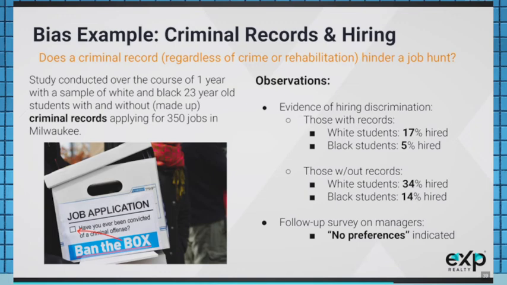For those without records, it was 34% of the white students got hired and 14% of the Black students got hired. And then, despite showing a clear preference to the white students, a follow-up survey was done with the managers who indicated that they had no preference, right? Because nobody's gonna say, I have a bias, a racial bias, but it could be unconscious. It could be that those people didn't know that they were favoring the white over the Black, right? Those are unconscious biases here. And this is what the impact looks like.